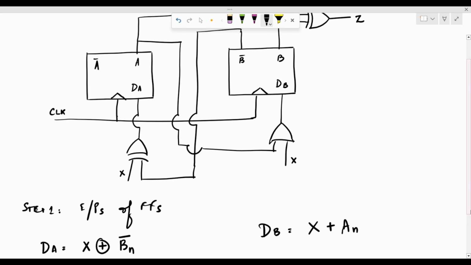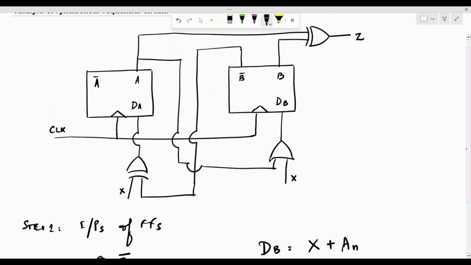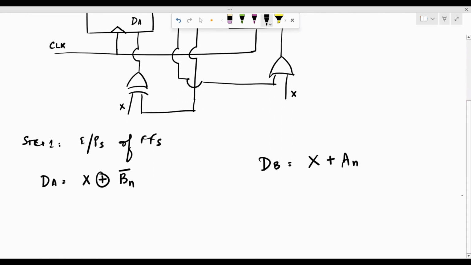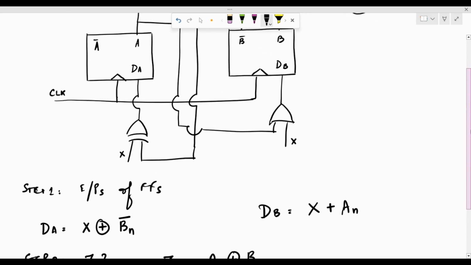Okay, so now that we've got the input equations for both the flip-flops, the next step is to obtain the equation for Z, the final output of these flip-flops. So step 2 is, what is Z? Z is the XORed version of A and B, the present state of the output of both the flip-flops. So the first two steps are done here.